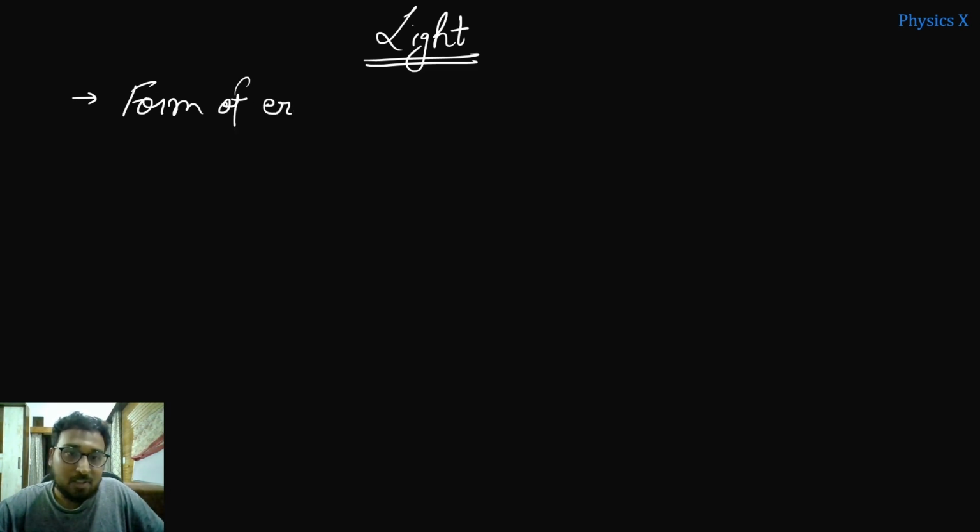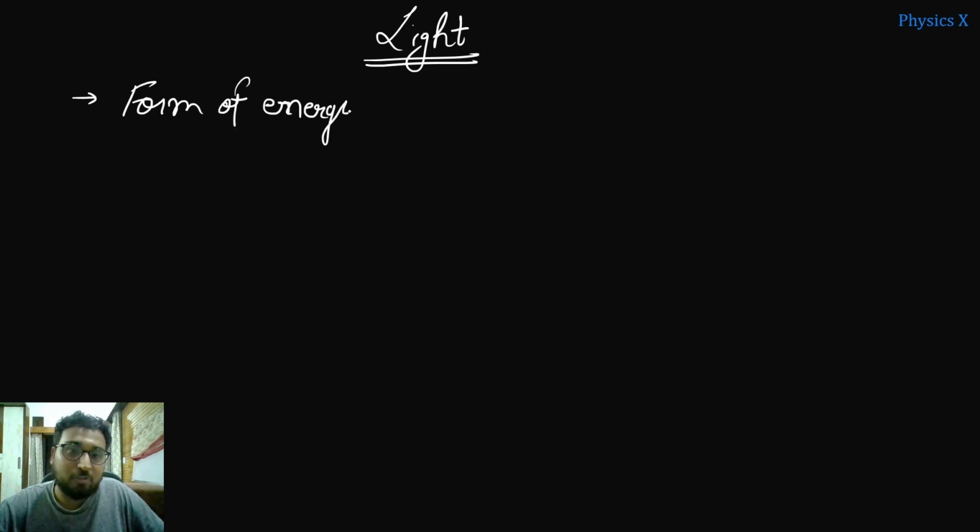So what is light? Light, we can say, is nothing but a form of energy which is responsible for our sensation of vision. First of all, let us write the heading. What is light? Light is nothing but a form of energy.